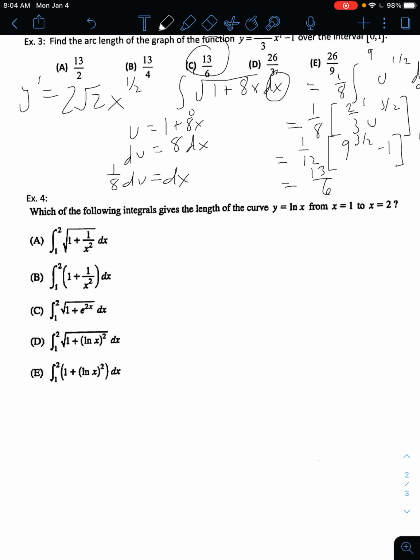Last one, pretty straightforward. So we're finding the length of the curve from 1 to 2. We just have to remember the derivative of natural log of x. That's 1 over x. Remember, it's u prime over u. And then we just look at our formula. So it's going to be the integral from 1 to 2, the square root of 1 plus 1 over x, all squared, dx, which leads us to choice A.